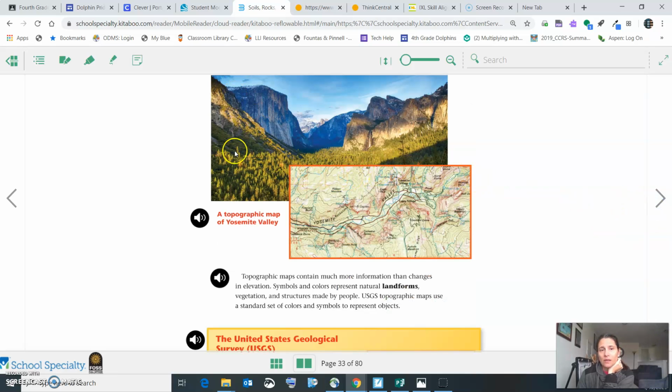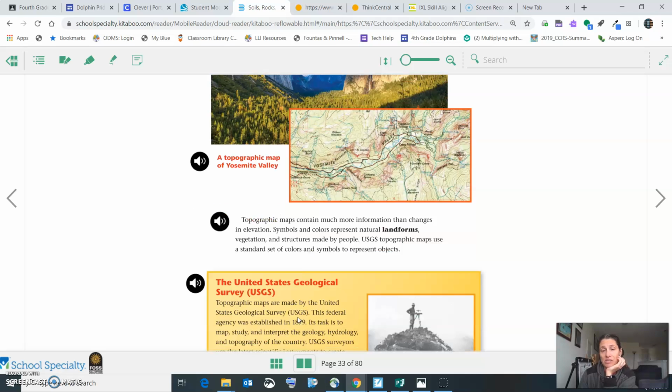Okay, so this is a topographic map of Yosemite Valley. So this is what it looks like in real life, and this is what the topographic map looks like that the mappers drew. And actually, a cartographer is a person who makes maps. So you can see how it looks kind of different. Topographic maps contain much more information than changes in elevation. Symbols and colors represent natural landforms, vegetation, and structures made by people. The USGS topographic maps use the standard set of colors and symbols to represent objects.